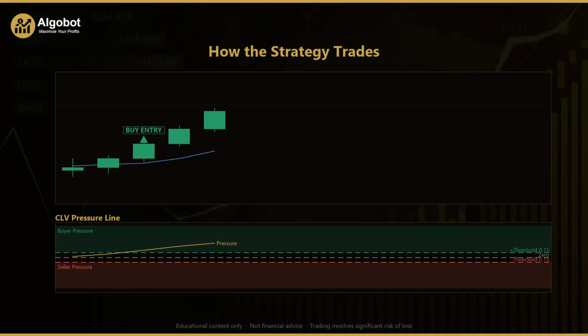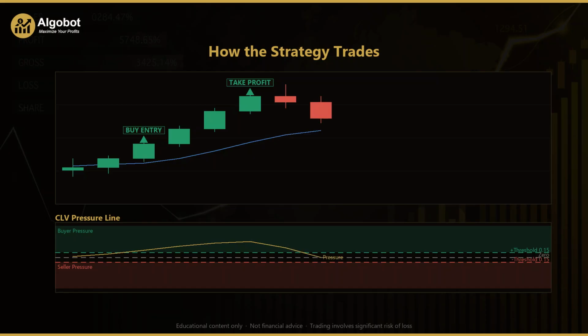But watch the closes begin to firm up. On the second candle, price settles high in its range, and by the third candle it closes right near the top. That run of top of range closes lifts the gold pressure line. And here on the buy entry candle, it crosses freshly upward through the positive threshold. At the same time, notice the blue baseline has turned higher and price is trading above it. Both conditions are now satisfied. A confirmed uptrend and a fresh pressure cross. That's where the buy entry marker appears.